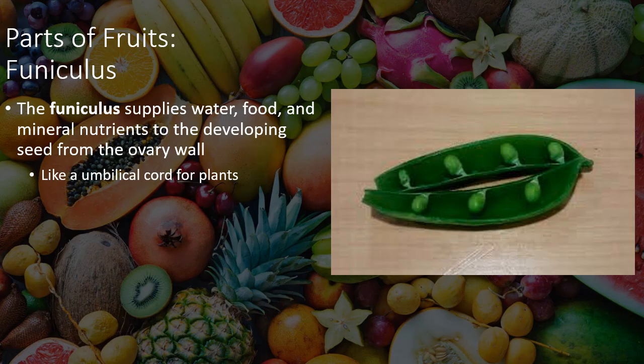If you're familiar with pregnancy, you're probably familiar with the umbilical cord, which is how mammals supply nutrients to their developing embryos and fetuses. You could think of the funiculus as the plant equivalent of an umbilical cord, because it's helping the child of the plant, the embryo within the seed, and the food store called the endosperm, develop and grow.